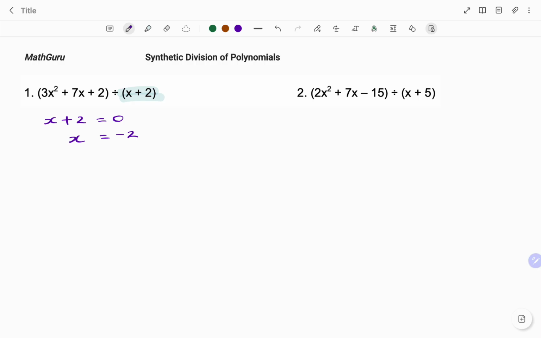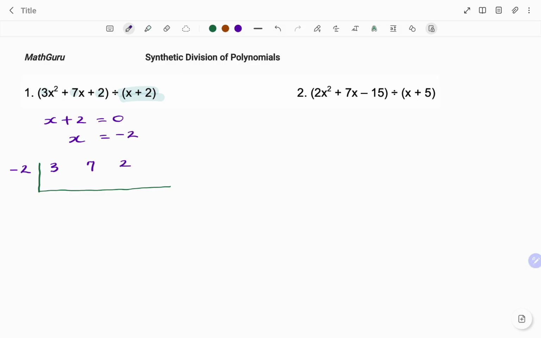So using a table for dividing, I'm going to draw my box. Note that the factor, that's negative 2, I'm going to write that here. And then on the same line, I'm going to write out all the coefficients of my polynomial. Coefficients are the numbers before the variables, including the constant term. So we have 3, 7, and plus 2. I'm going to write that on the same line. I have 3, 7, and plus 2.